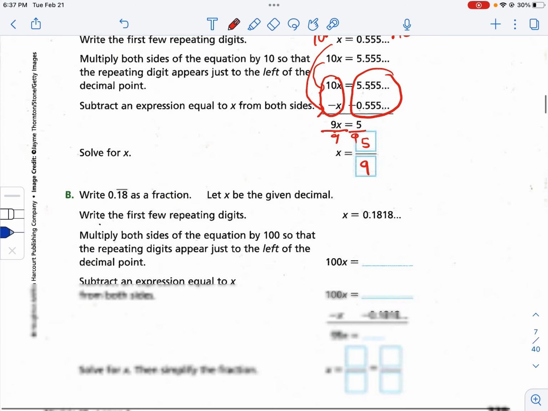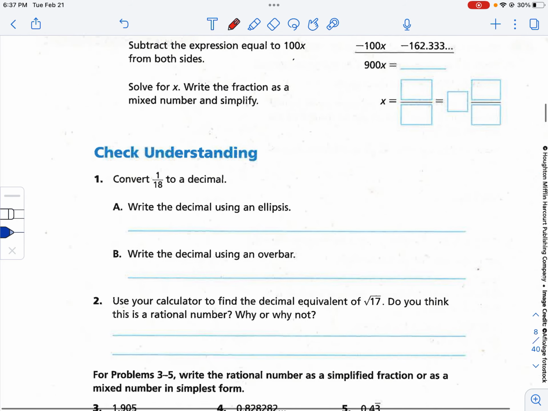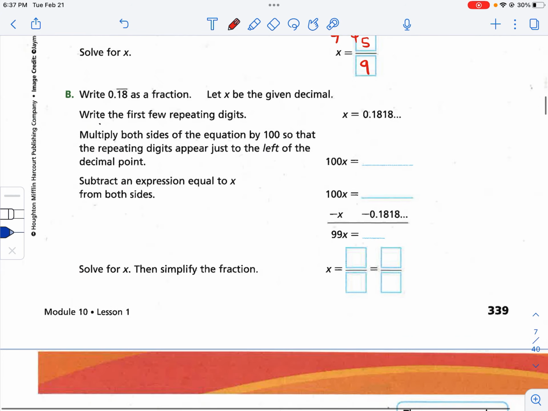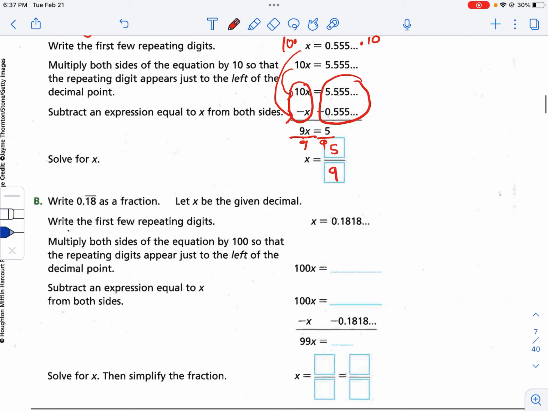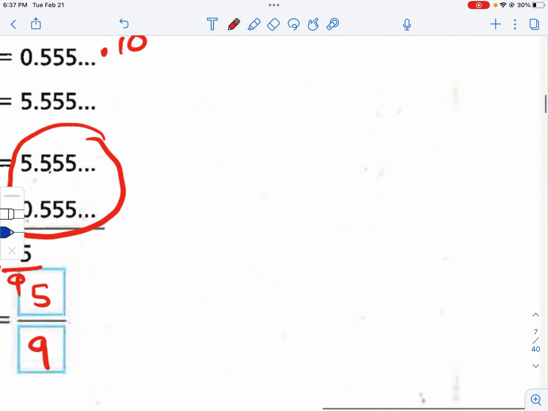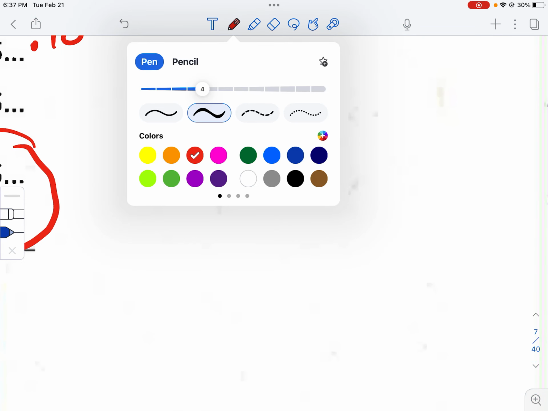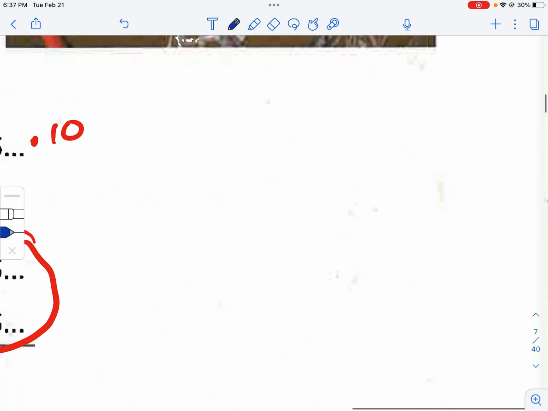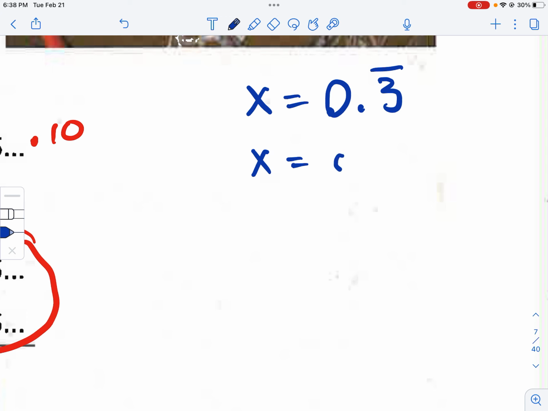Okay. And I don't like that we went ahead and went straight to that. But there's nothing over here that I can. So I'm going to do it over here. I'm going to give us, oopsie daisy, I'm going to give us one over here. So if I had x equals, I don't know, 0.3 repeating.